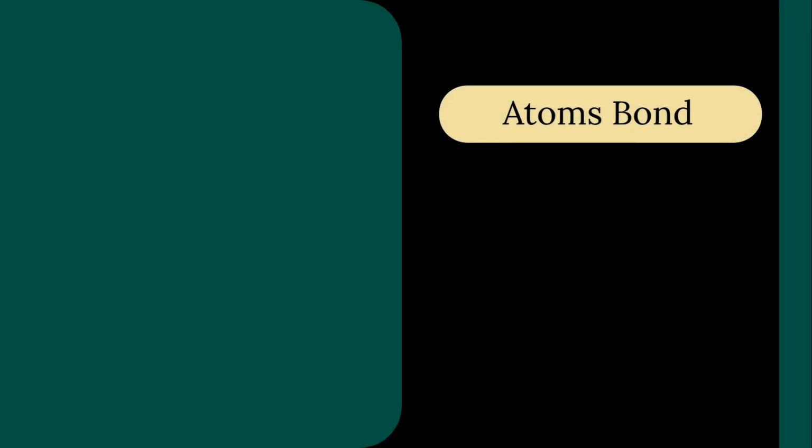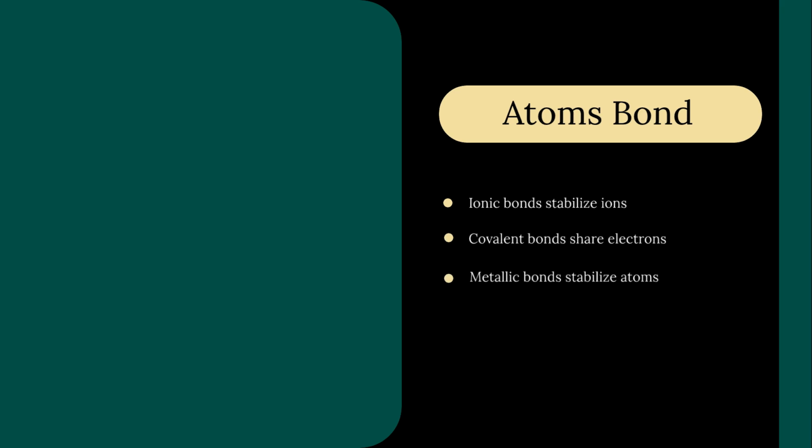Atoms bond to achieve stability. Ionic bonds result in full outer shells for ions. Covalent bonds share electrons to complete outer shells. Metallic bonds maintain a stable electron sea. Each bond type contributes to atomic stability.